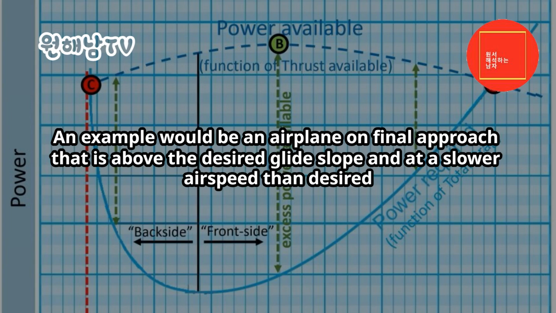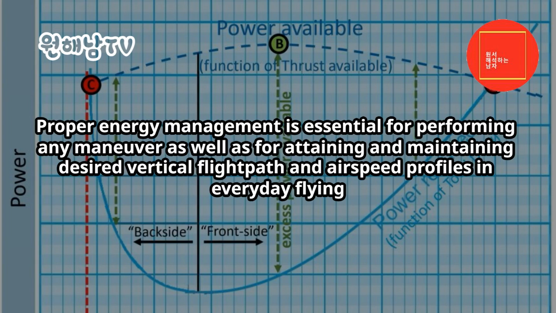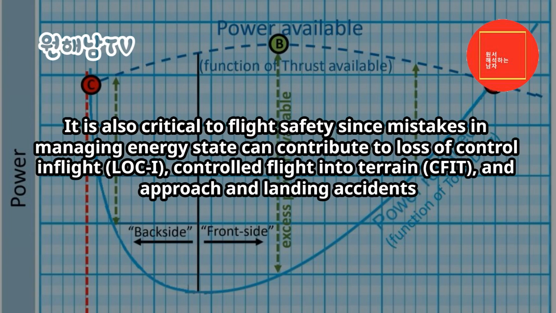Chapter summary. Every pilot is an energy manager, managing energy in the form of altitude and airspeed from takeoff to landing. Proper energy management is essential for performing any maneuver, as well as for attaining and maintaining desired vertical flight path and airspeed profiles in everyday flying. It is also critical to flight safety, since mistakes in managing energy state can contribute to loss of control, in-flight loss of control, controlled flight into terrain (CFIT), and approach and landing accidents.